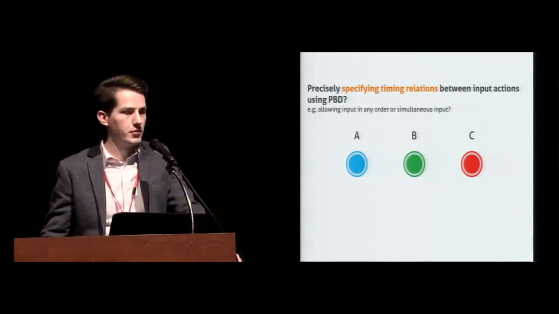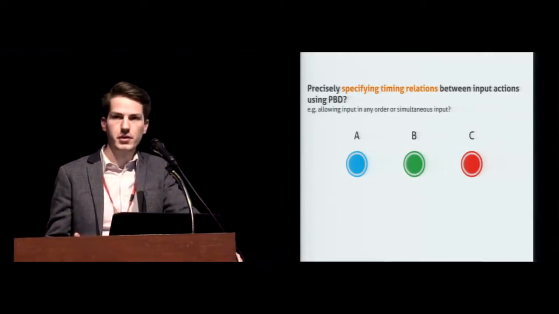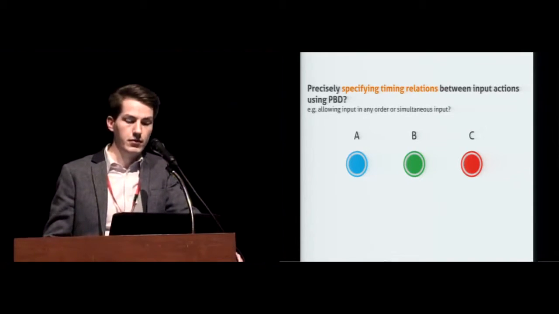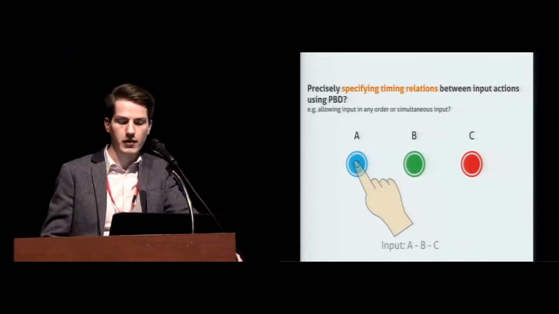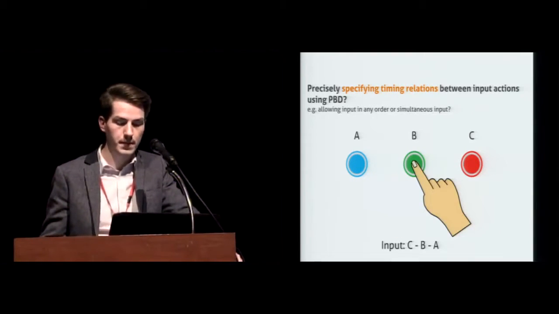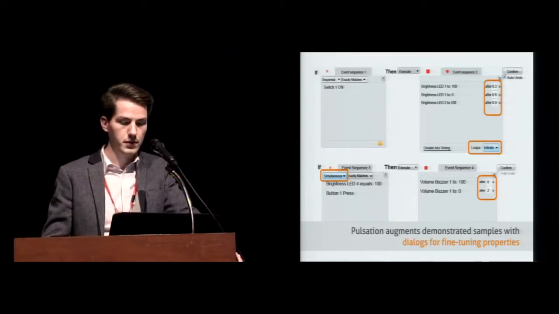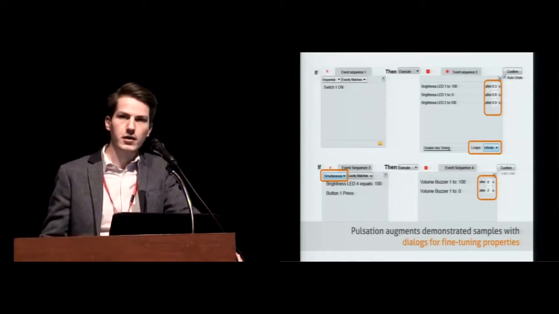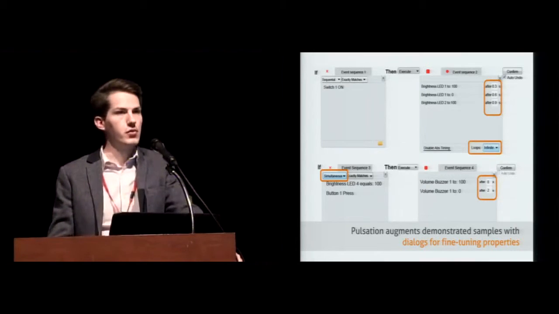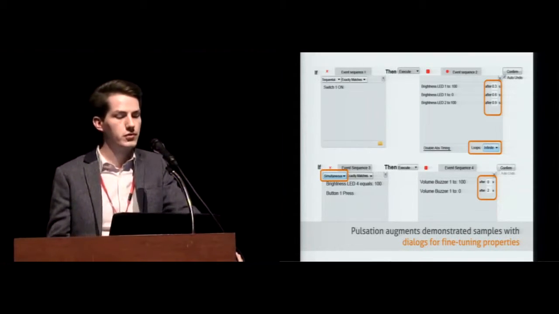But the main challenge that we experienced with program by demonstration was that it's often hard to specify timing relations between input actions. For example, how do you specify that input can happen in any order? For example, you can press these three buttons in any order for something to happen. Using strictly a program by demonstration approach, you would have to demonstrate all these kinds of combinations. So you have to enter ABC, CBA, and BCA, for example. This of course takes some time, so to solve that we augment the demonstrated samples with dialog boxes for fine-tuning these timing properties. You can add some offsets to actions, and you can specify, for example, that input needs to happen simultaneously, in a random order, or sequentially.